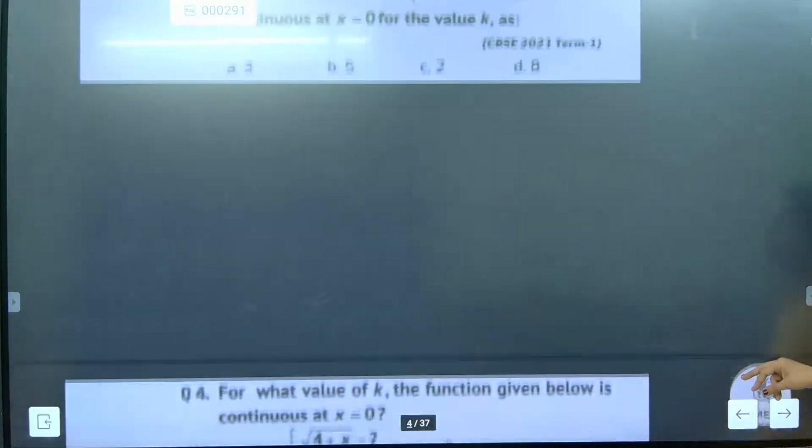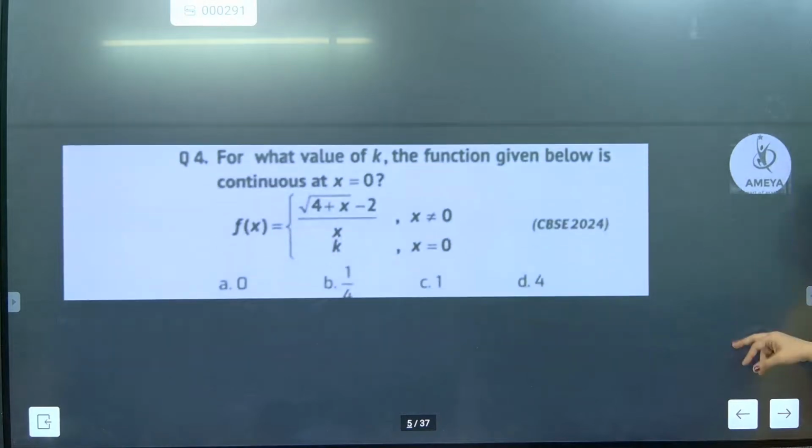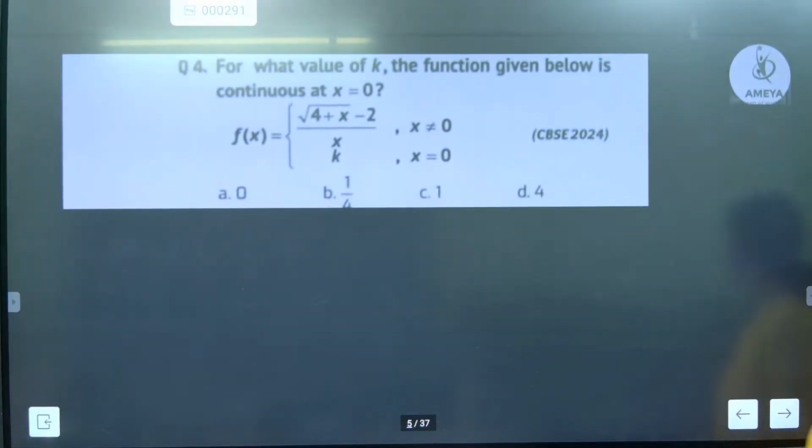Speed is very slow. Now come on, solve this question. Try this question out fast.